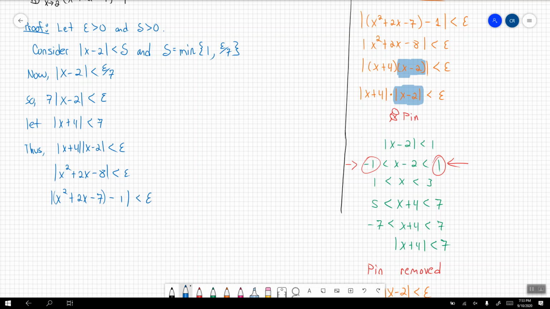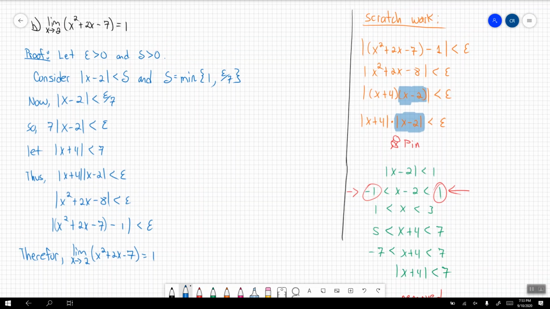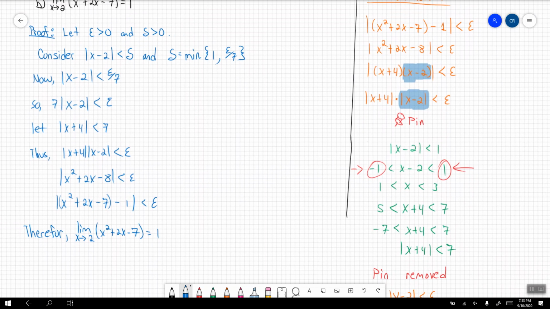So let's keep going. That's going to lead us into a natural point to say, therefore, the limit as x is approaching 2 of the function x squared plus 2x minus 7 must be equal to 1. And that's what we had at the very beginning that we were trying to prove.